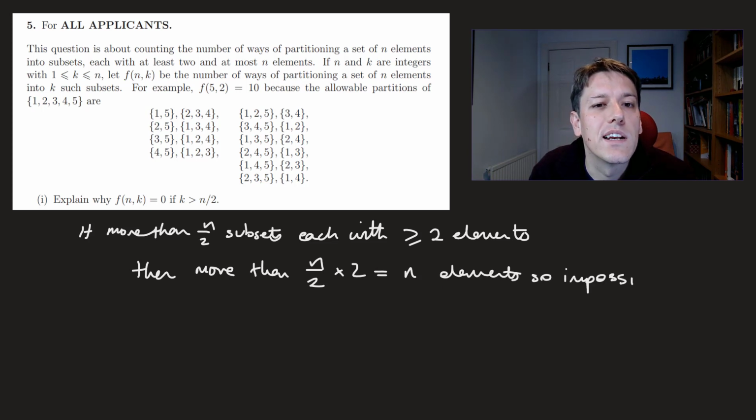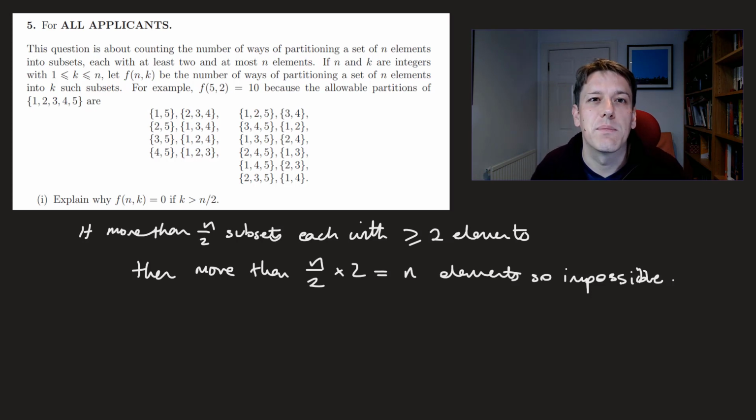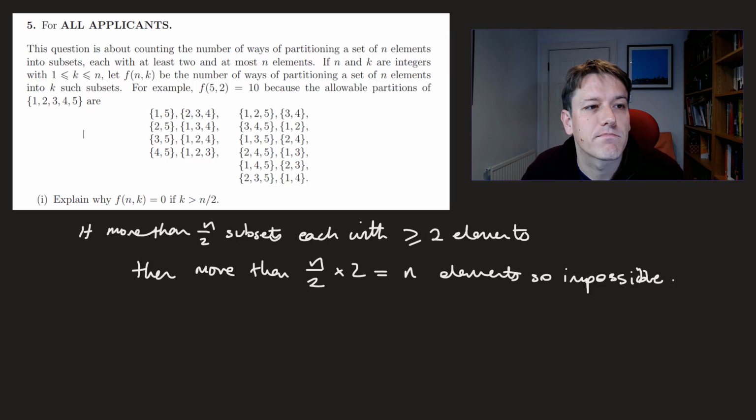You might want to write a slightly better sentence than mine there, but that's the idea. If I've got n over 2 subsets, all of which had exactly 2 elements, then I'd have n, and that could work. But if I've got anything more than n over 2 subsets, each with 2 elements, then in total I'll have to have more than the number of elements that I've got in the overall set, so that can't possibly work.